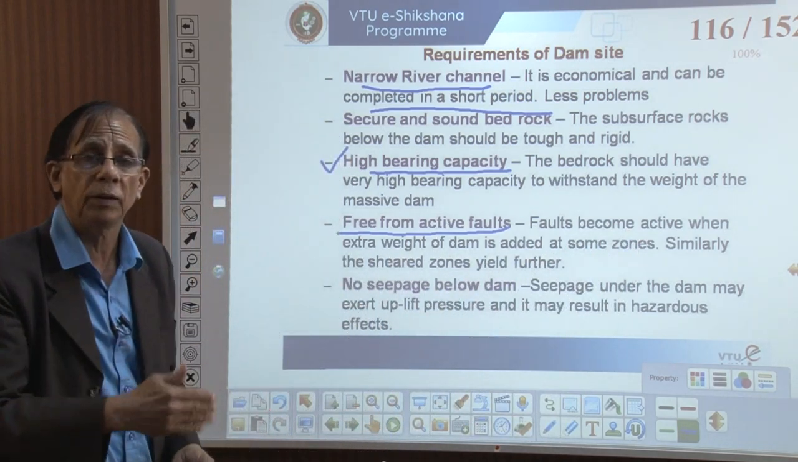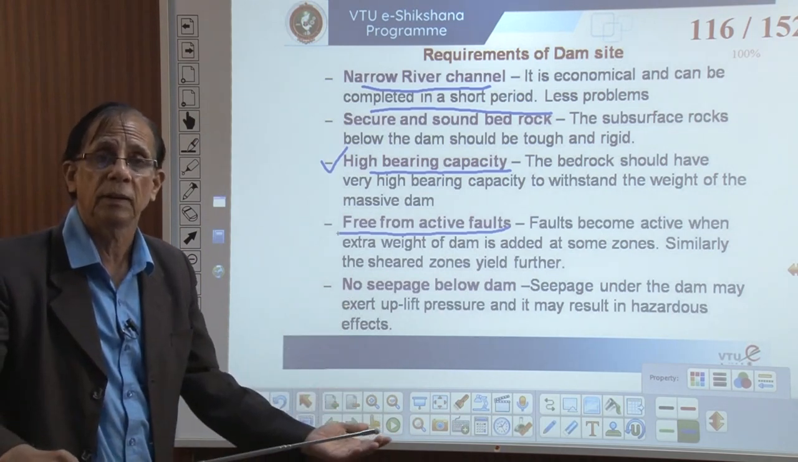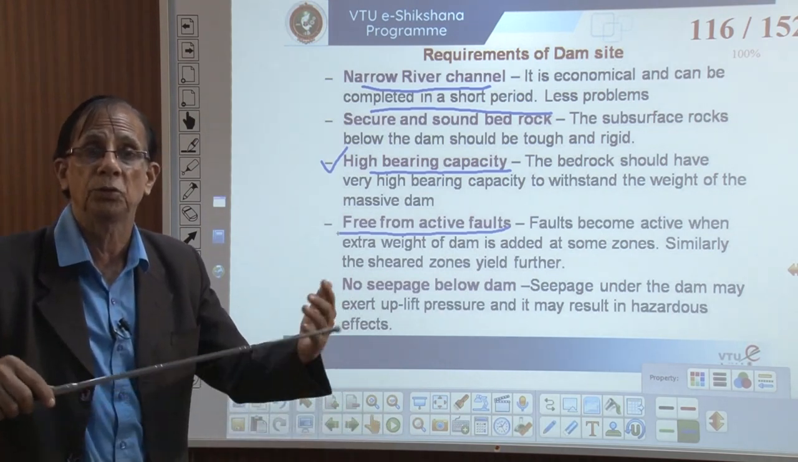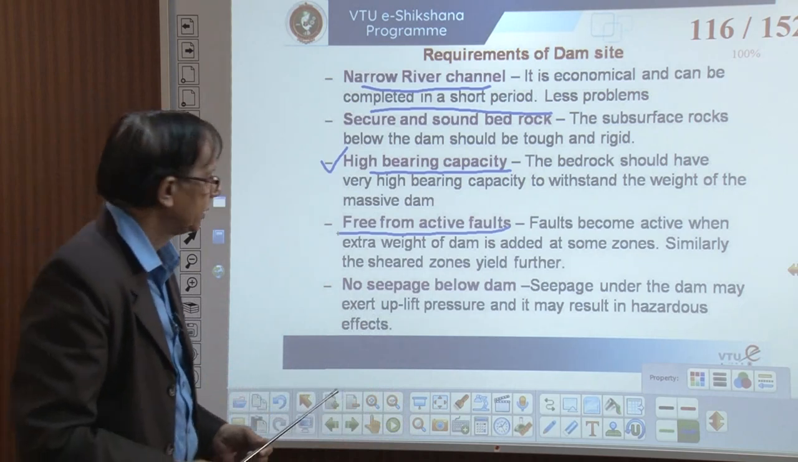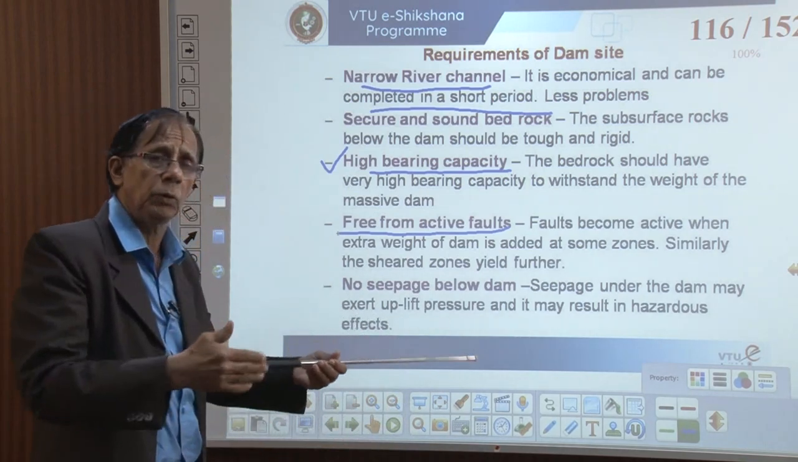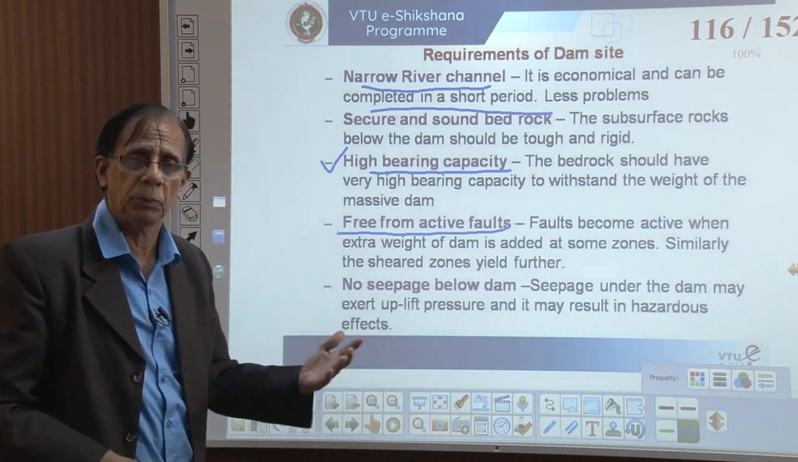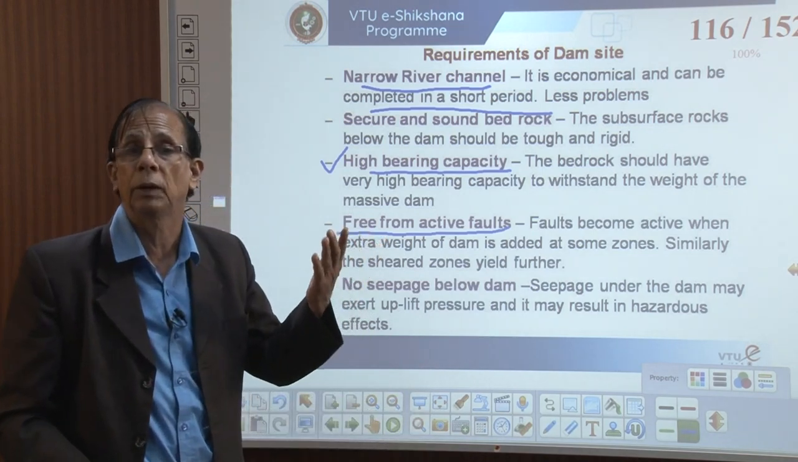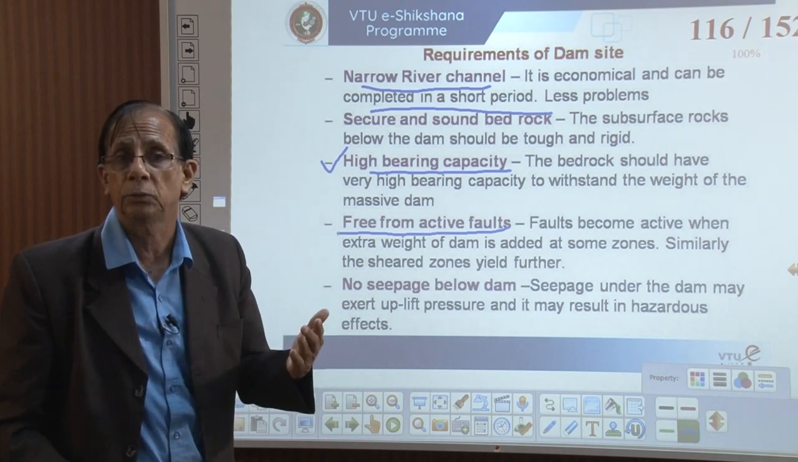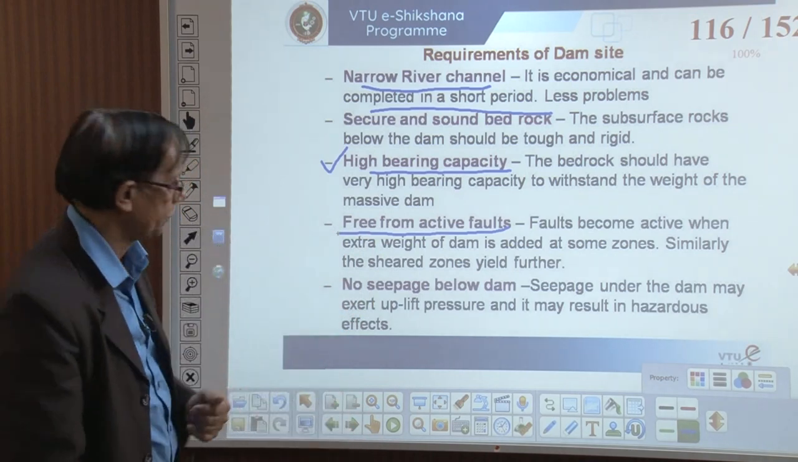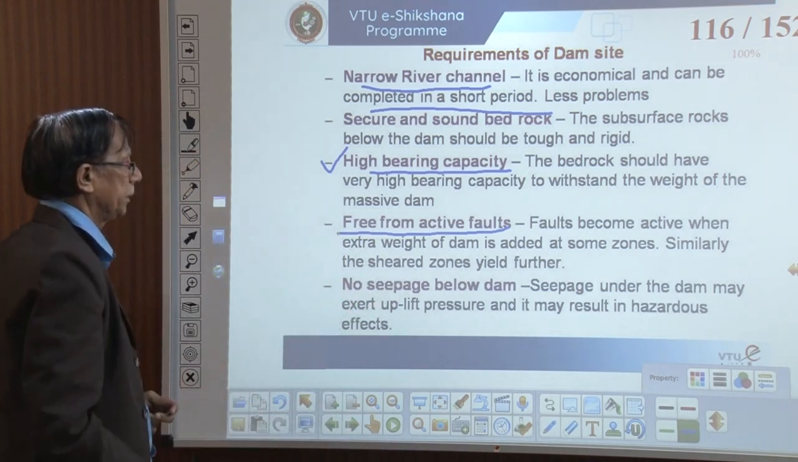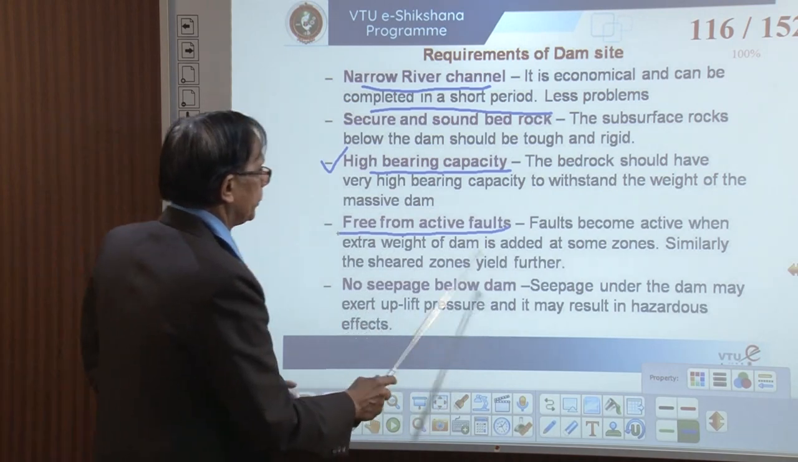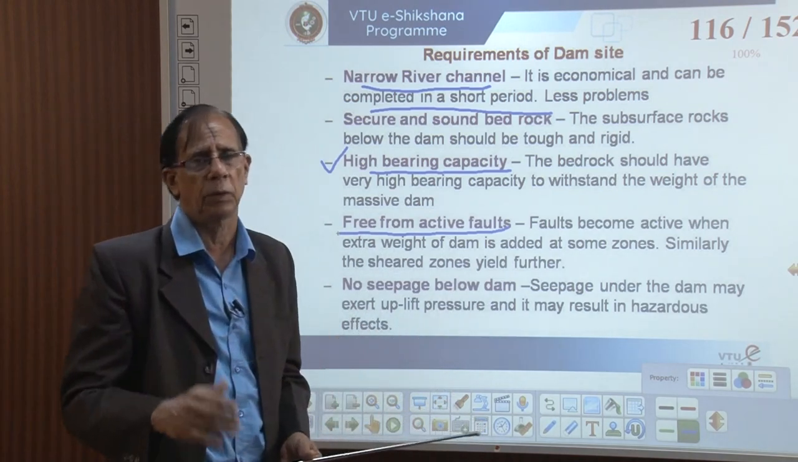When we store the water, again there is reservoir induced seismicity we find. Therefore, if a huge amount of water is stored, additional pressure comes and faults can become active although they were dead, or once we called them dormant. They should create no seepage below the dam. We expect a wonderful dam.